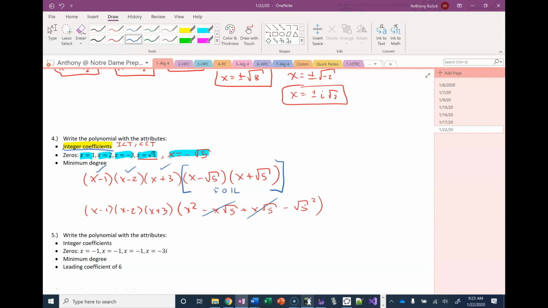Also, I have the square root of 5 squared. What is the square root of 5 squared? It's just 5, right? Because the square root of 5 squared is the square root of 25, which is just 5. Or you can think about the squared canceling the square root. Either way of thinking about that is okay.